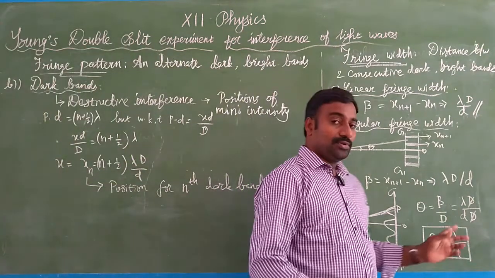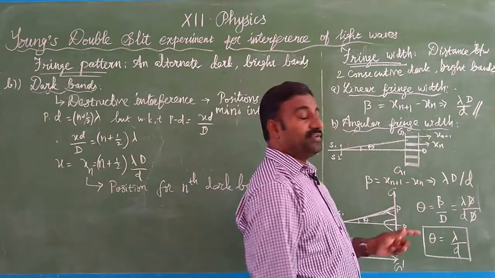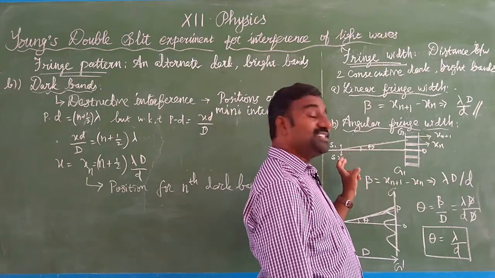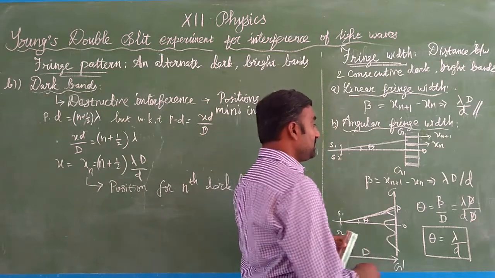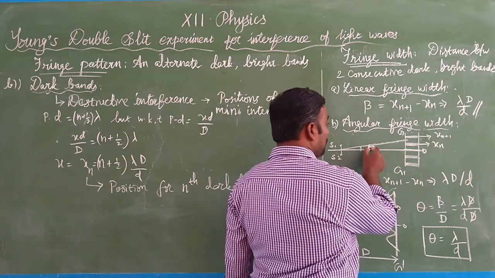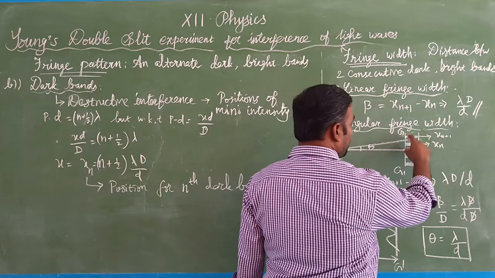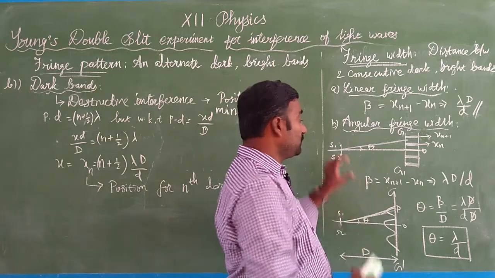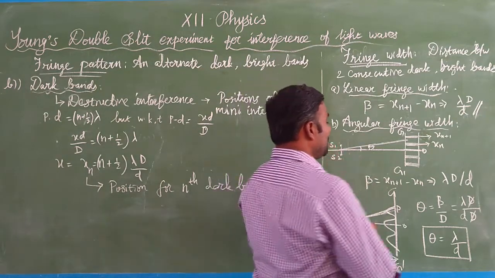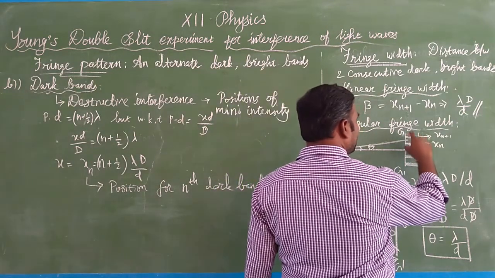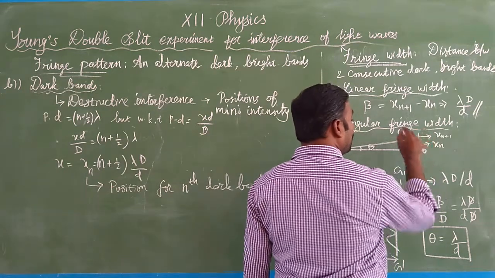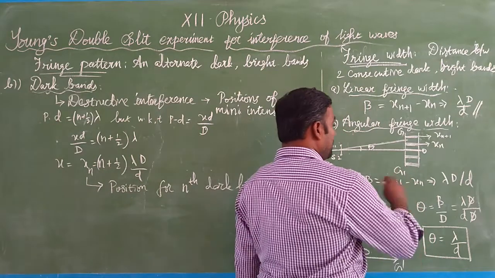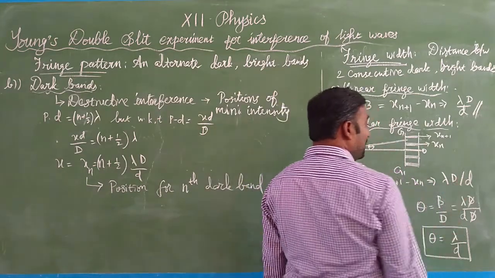So there are two types of fringe width. One is the linear fringe width, another one is the angular fringe width. What is the angular fringe width? Angular fringe width is nothing but the angle subtended from the bright line bandwidth to the center of the two slits. From the center of the two slits, successive bright lines come, so the angle for that band. We already know the linear bandwidth is lambda D by d.